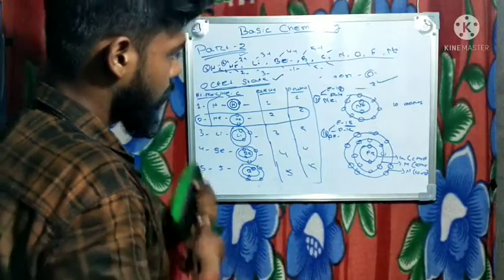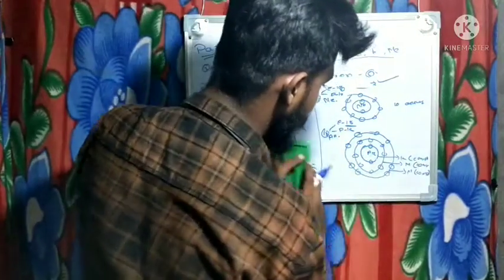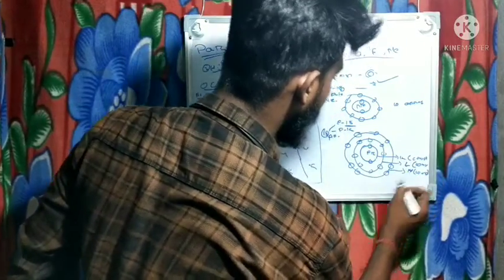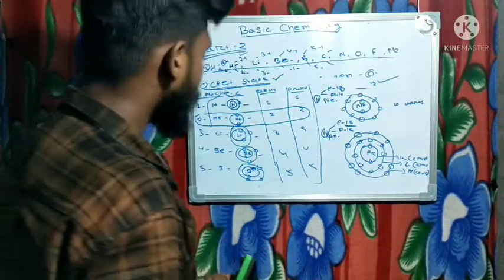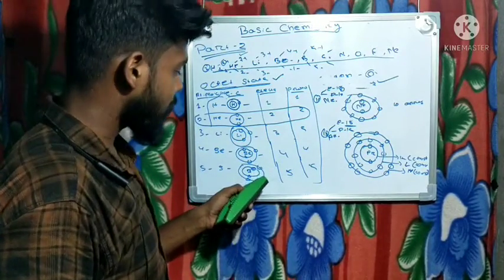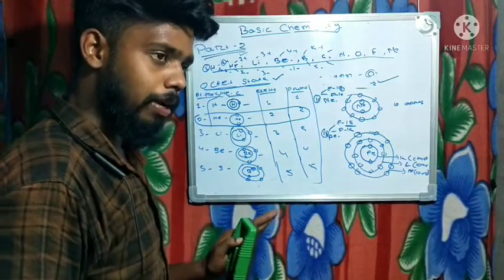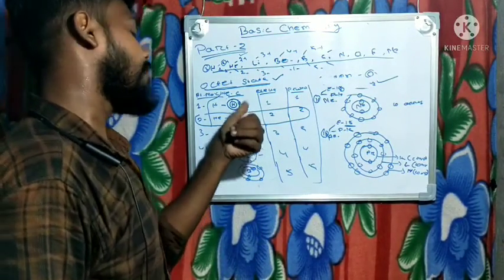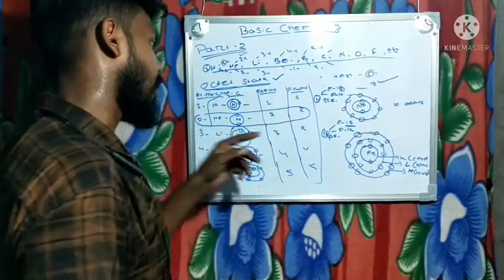Sorry, this will be the L cell. This will be your L cell. L cell, L cell. Okay. Can you see that the L cell is not complete? Here also the same thing. K cell is complete. Next, L cell: is the L cell complete? No. Okay.